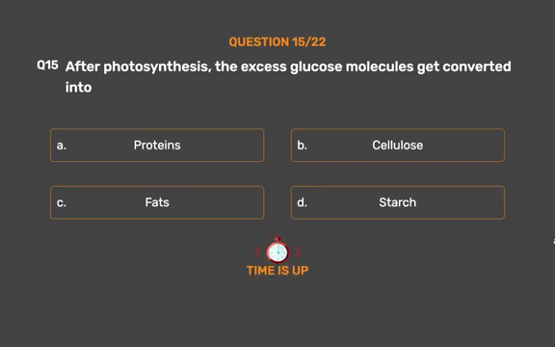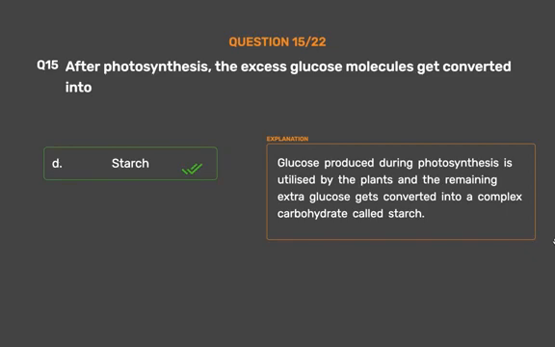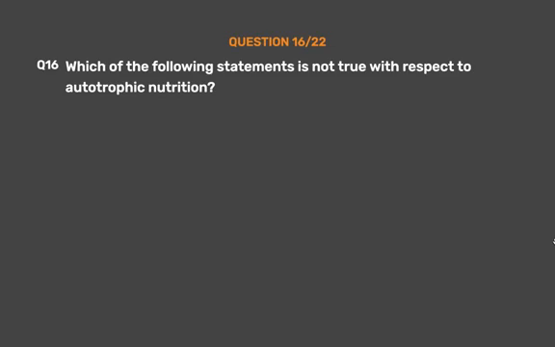The correct answer is Option D. Starch. Glucose produced during photosynthesis is utilized by the plants and the remaining extra glucose gets converted into a complex carbohydrate called starch. Question number 16.